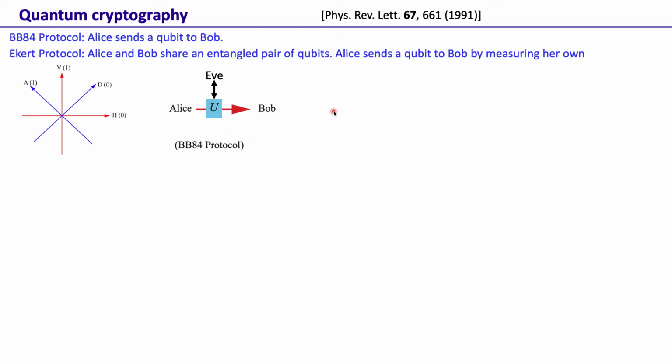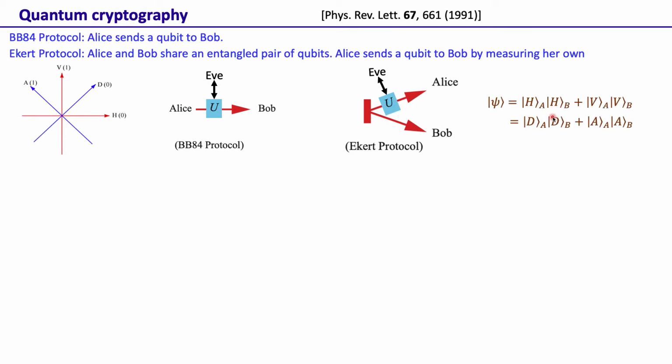The other protocol is called the Ekert protocol. In this, Alice and Bob share an entangled pair of qubits, and then Alice sends a qubit to Bob by measuring her own. So here it's single-photon based, but there it's entangled, two entangled photons which Alice and Bob share. For example, Alice and Bob can share the state HH plus VV. This can also be written in the diagonal/anti-diagonal basis as DD plus AA.